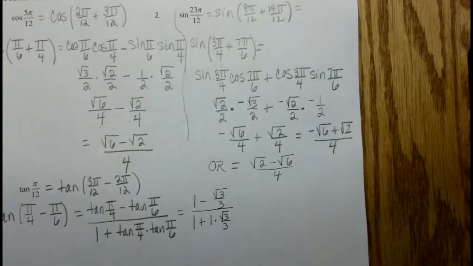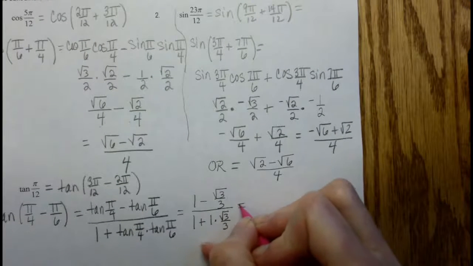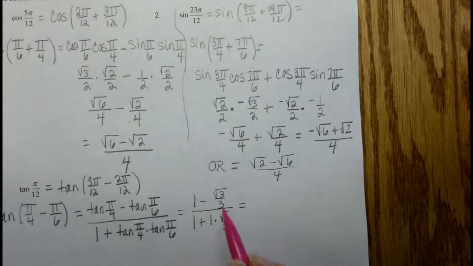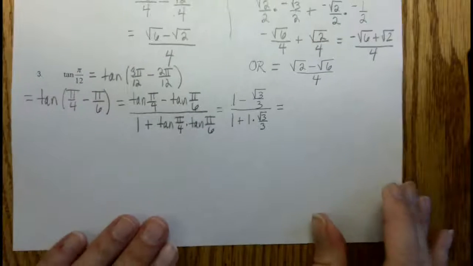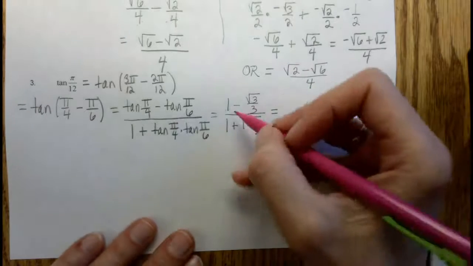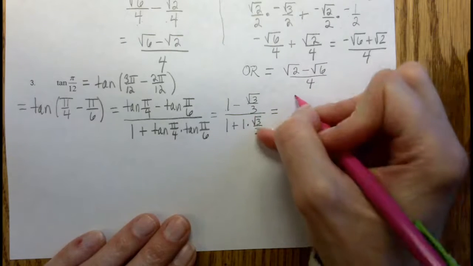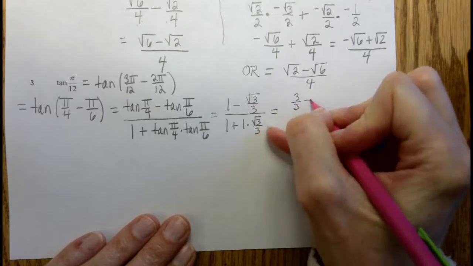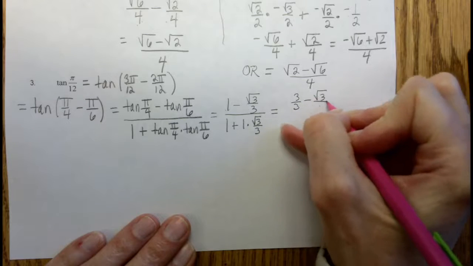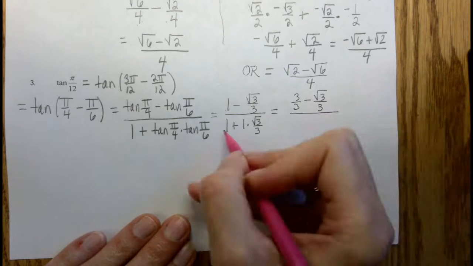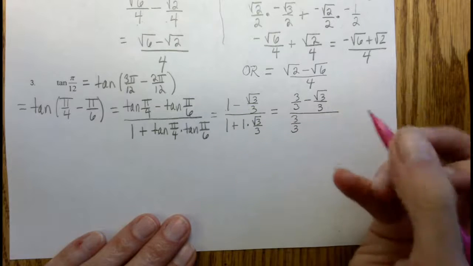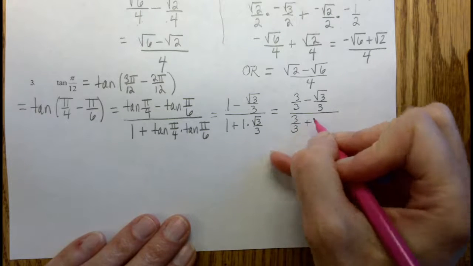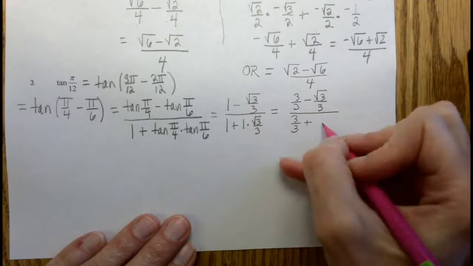So if we write this just a little bit better, we're going to have to combine these, and we're going to have to combine these. And when we combine these, that's going to require a common denominator. So this is going to be 3 over 3 minus the square root of 3 over 3. And again, we can rewrite this 1 as 3 over 3, fancy form of 1, remember, plus 1 times the square root of 3 over 3.